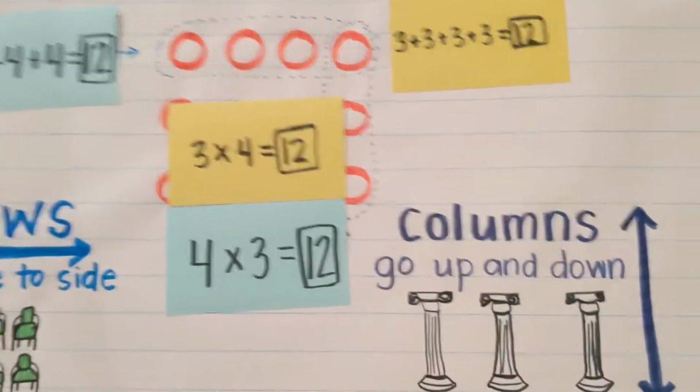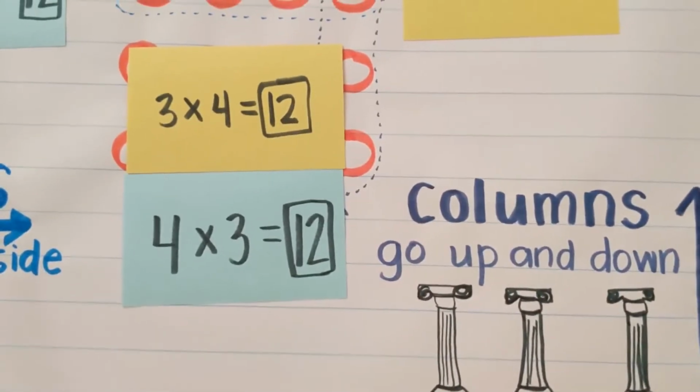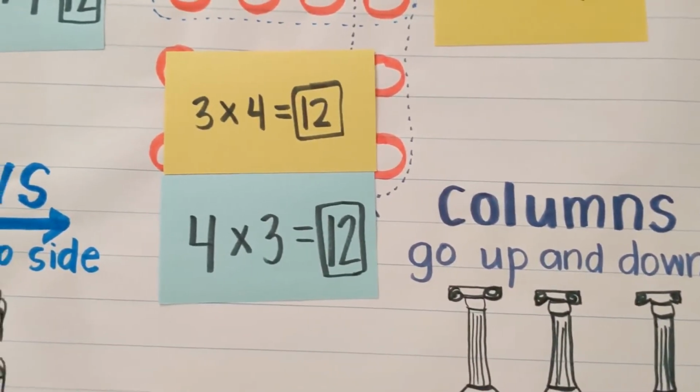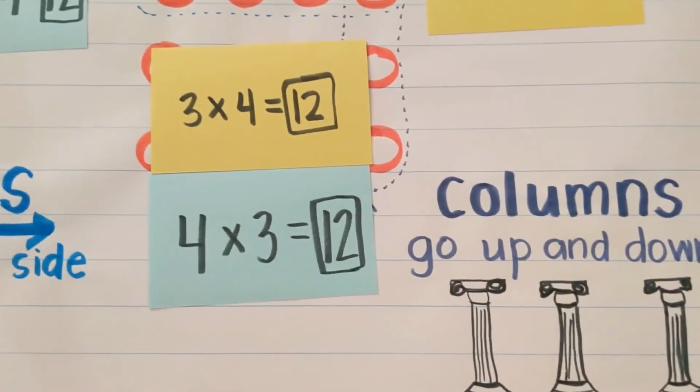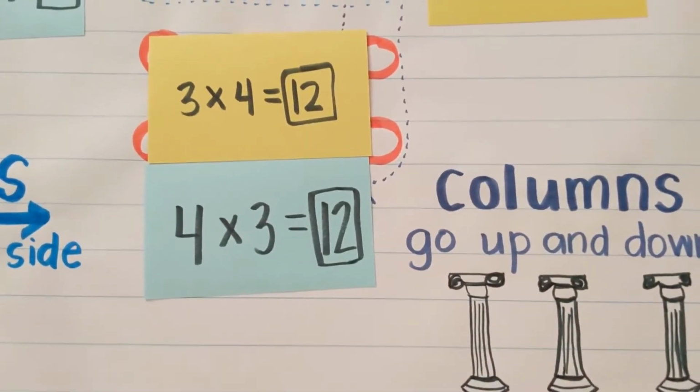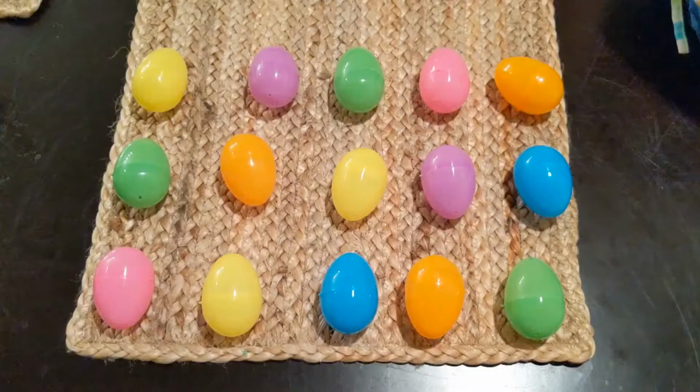You could use these the same way. Look, they have the same answer. It's that commutative property that we've been talking about in class. Just flip-flop them, and it's still the same answer, just like in addition.